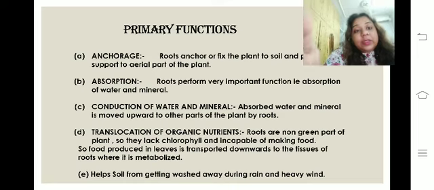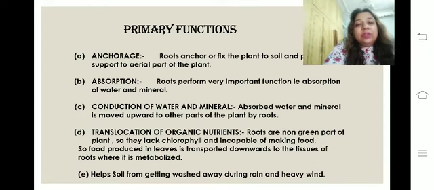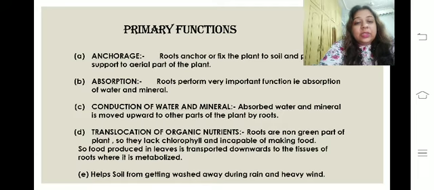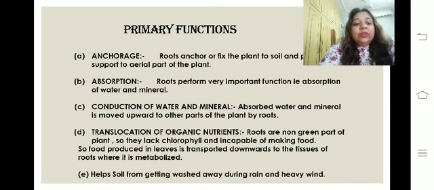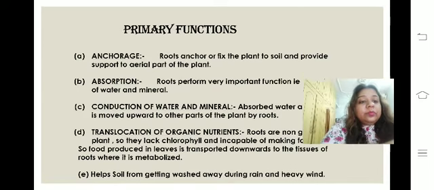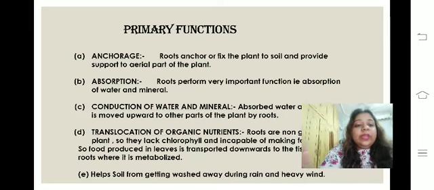So here you can see the first main function, or primary function, of the root is anchorage. What do you mean by anchorage? Anchorage means the root anchors or fixes the plant to the soil and provides support to the aerial part of the plant.